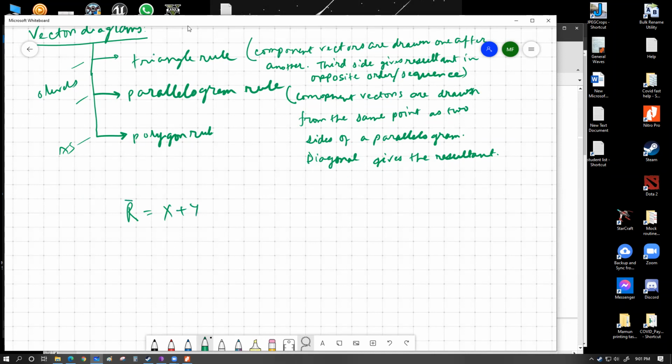So I'm going to give vector sense on them. The single vector that we want to find out, that's what we call the resultant. The two vectors which should be added to get this resultant vector, these are the vectors that we call component vectors. So x is a component vector of r, y is a component vector of r. The sum of these two gives us the resultant vector. In the same process, we can also do subtraction of vectors.